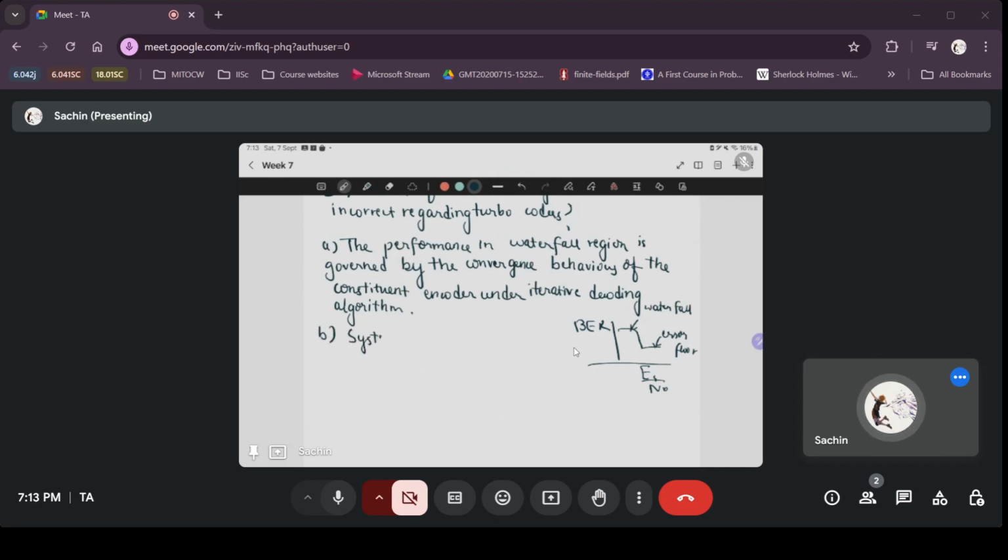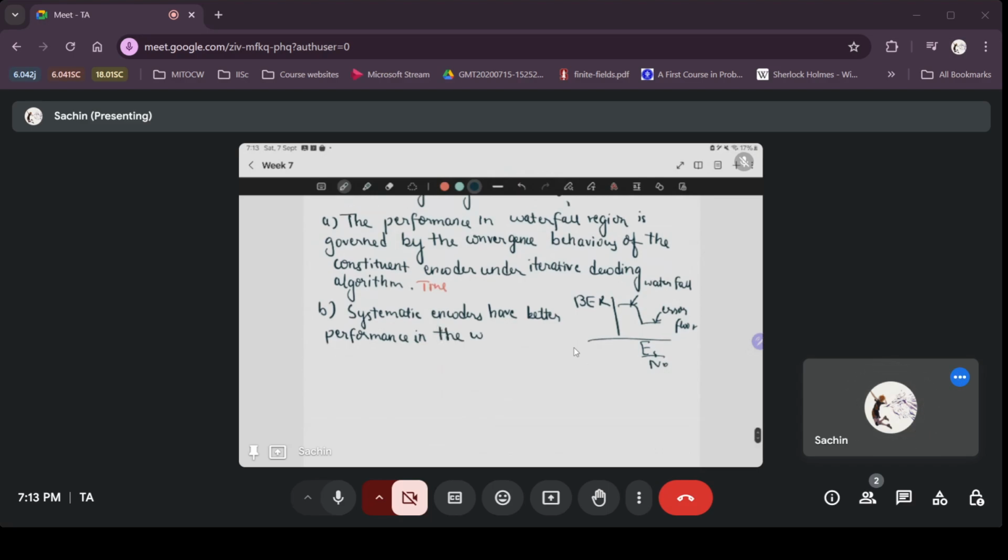Statement B: systematic encoders have better performance in the waterfall region compared to the equivalent non-systematic encoders. This is true. It's also a true statement.